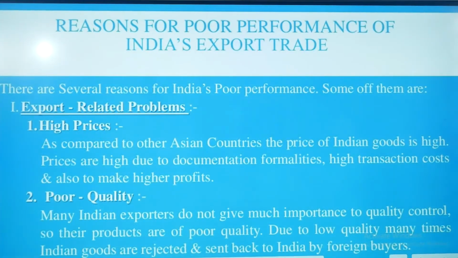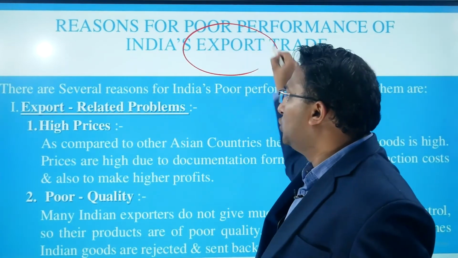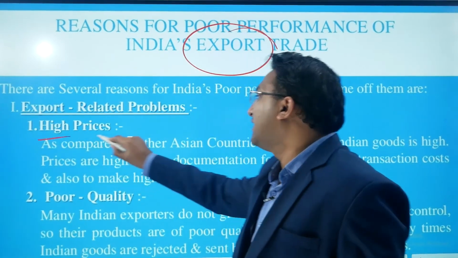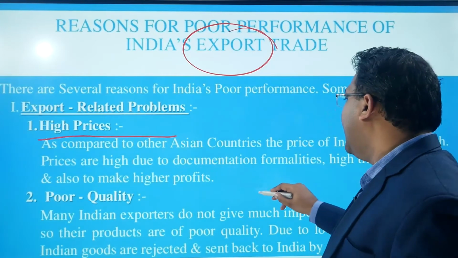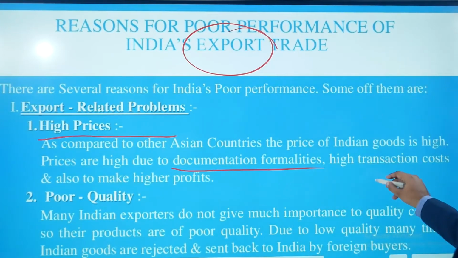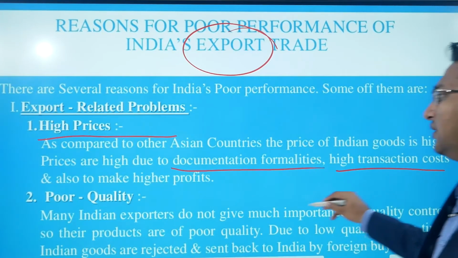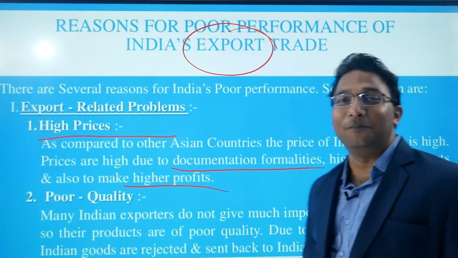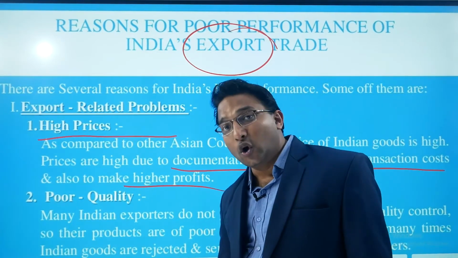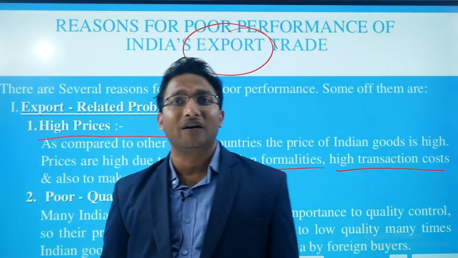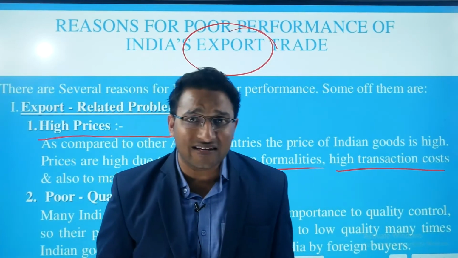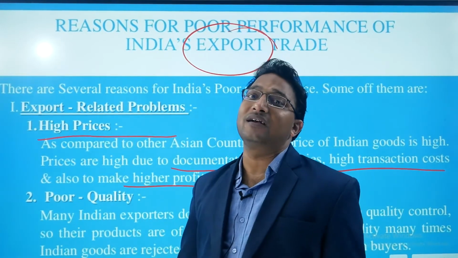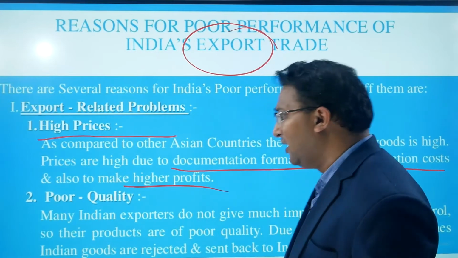Now, reasons for poor performance of India's export trade. Why have India's exports been poor? First of all, the high prices. So our prices are high because of the high documentation formalities, high transaction cost, and also because we want to make the high profit on the export. So as I told you, our logistics cost is approximately 13% to 14% of GDP as compared to the average 10% and 9% in the other countries of the world.